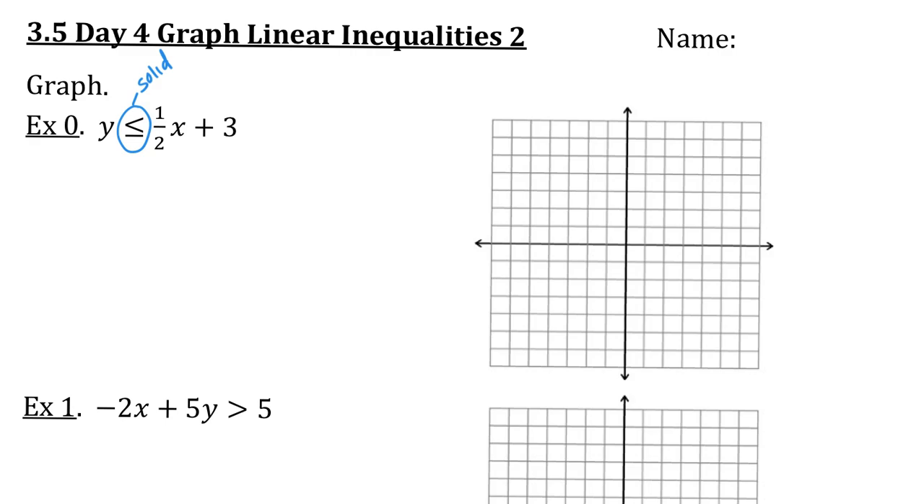Okay, slope-intercept: start at the positive 3, up 1 over 2. Go ahead and make my line. Was this solid? Solid. Okay, we can check a point. What should we check? 0, 0? Let's check 0, 0.